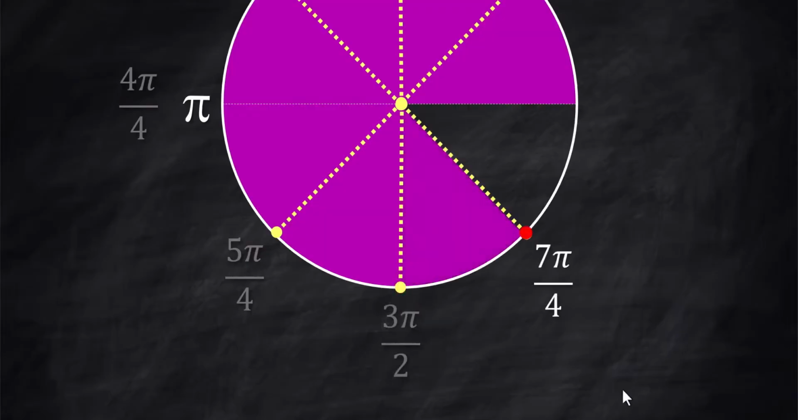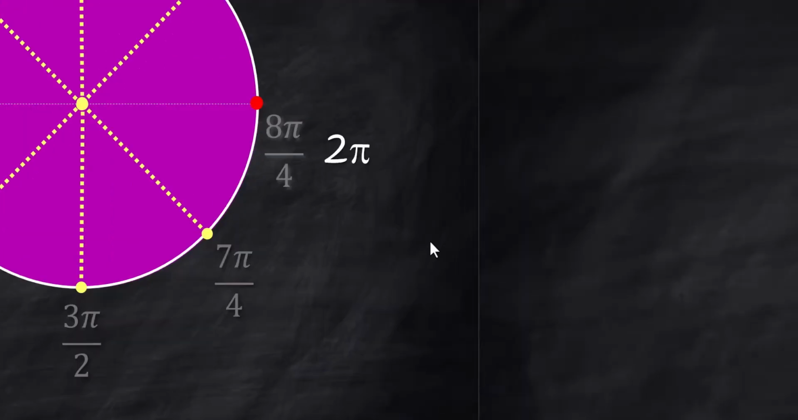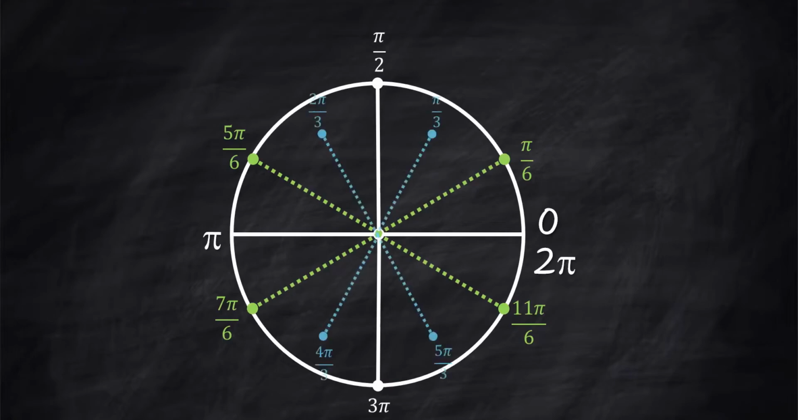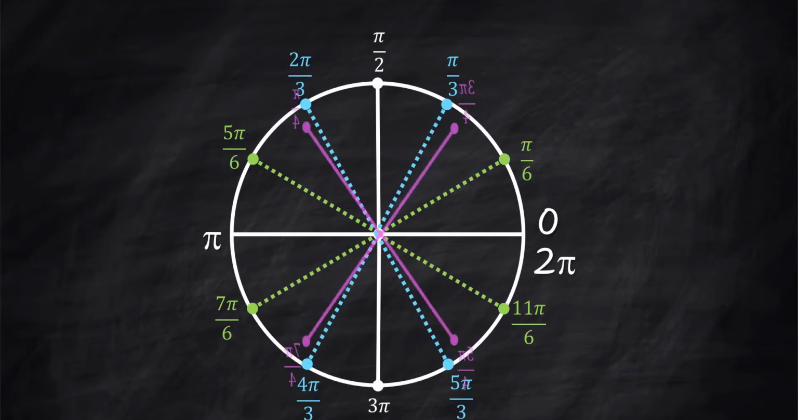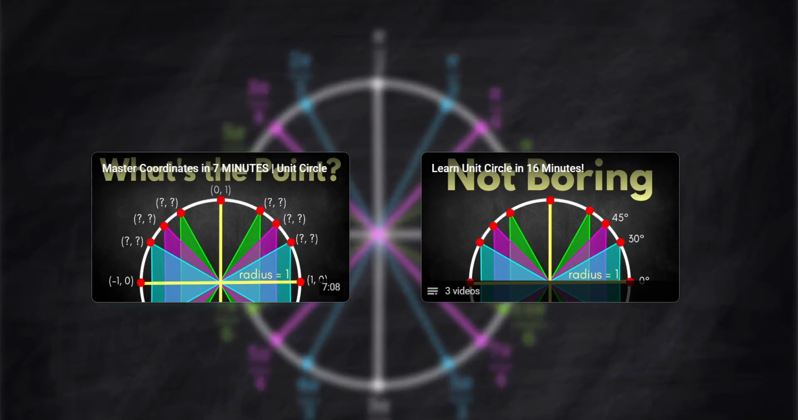That has to be 7 pi over 4. That doesn't reduce. Closing the circle, we end up with 8 pi over 4, which reduces to 2 pi, which is no big surprise, right? All right, let's put it all together. Now for the next thing we need to learn is how to find the coordinates for each one of those points. Watch that video next.